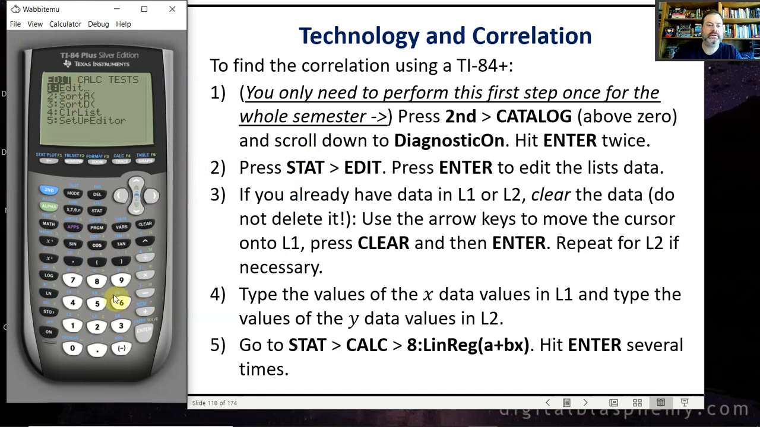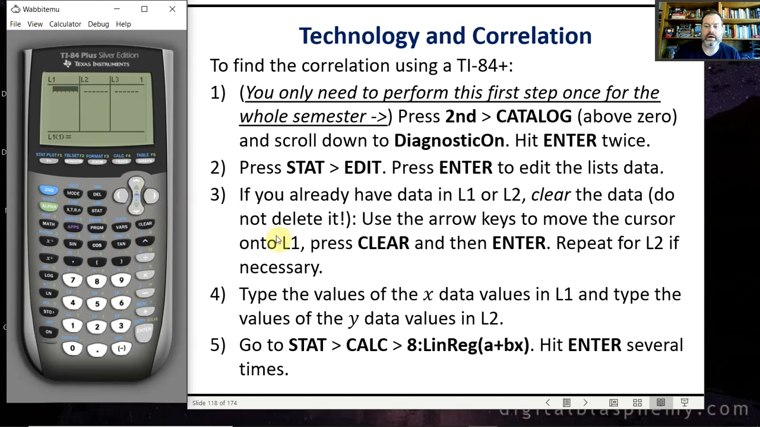So it's edit, right? So it's the same thing we did before. Notice I have some data here. So I'm gonna clear the data, same way I did before. I'm gonna go up to L1 and just hit clear, and then hit enter. Do not delete this. It happens every semester, somebody deletes something. Please always clear, never delete when you're in these lists.